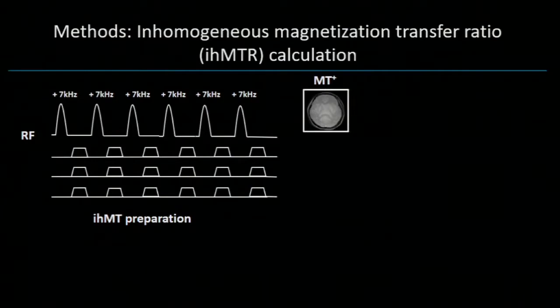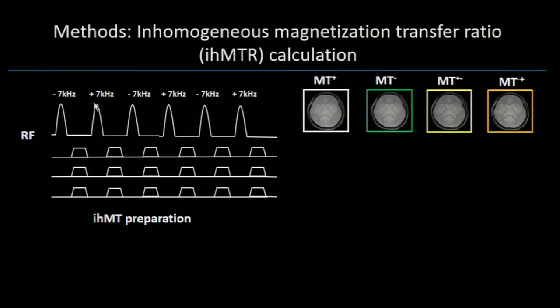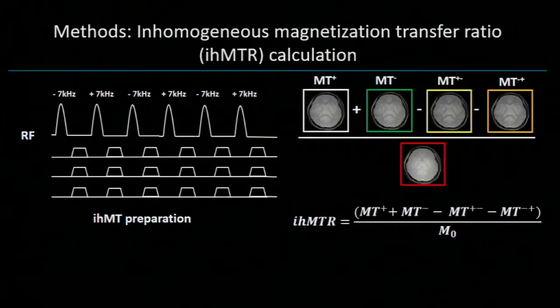In order to quantify the ihMT effect, we calculated the so-called ihMT ratio. To do that, we obtained 1 image with only positive off-resonance frequency saturation, 1 image with only negative off-resonance frequency saturation, 1 image with alternating positive and negative off-resonance frequency saturation, and 1 image with alternating negative and positive off-resonance frequency saturation. By adding the single off-resonance frequency saturation images, subtracting the dual off-resonance frequency saturation images from them, and dividing this by a reference image, we calculated the so-called ihMT ratio.